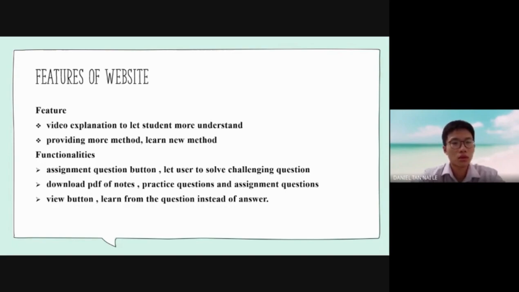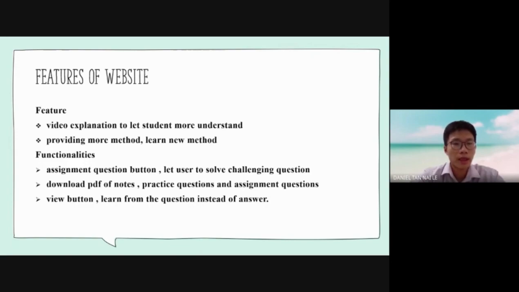So we think that students can understand more if the video provides a good explanation for every solving step. And teachers also can use the video to explain in more detail to their students.